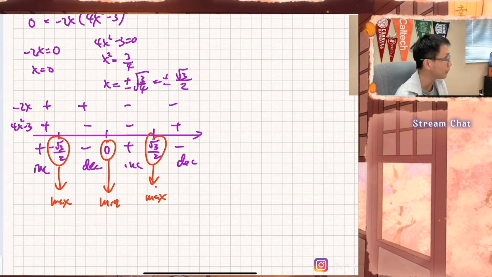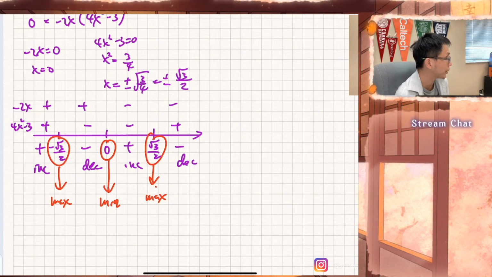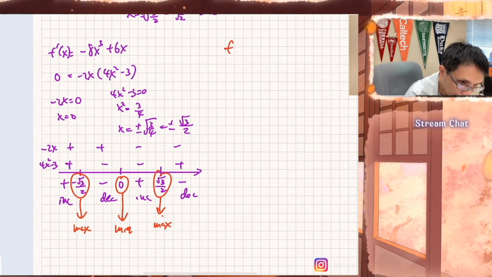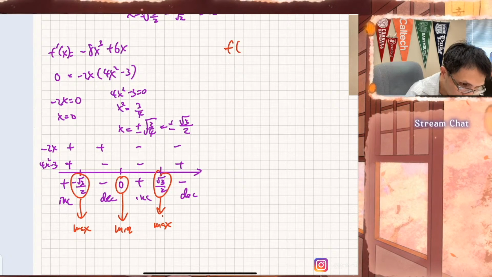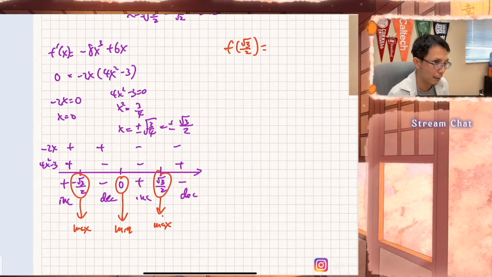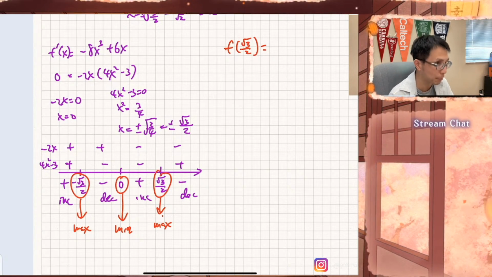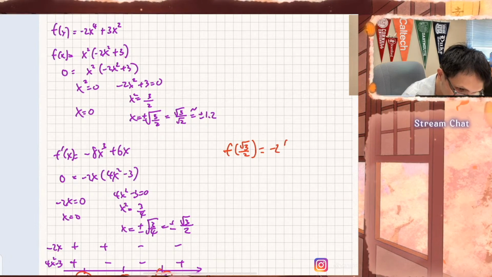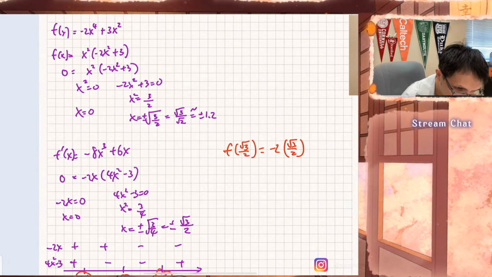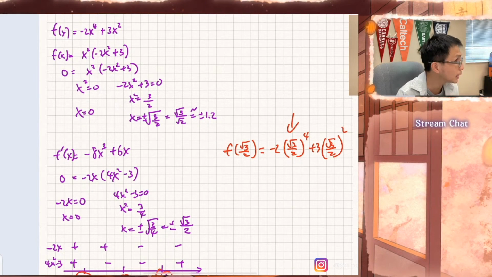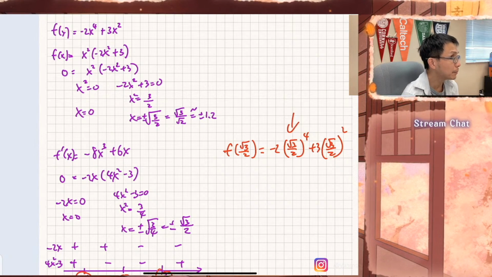And if I want to find a coordinate, because I really need a coordinate to graph, right? So I plug in f of square root of 3 over 2. Why do I plug in square root of 3 over 2? Because I want to plug into the original function to find the output. So I'm going to go back to the original function. It'd be negative 2 times square root of 3 over 2 to the 4th plus 3 times square root of 3 over 2. Now, on your test, you're not going to get a funky number like this.